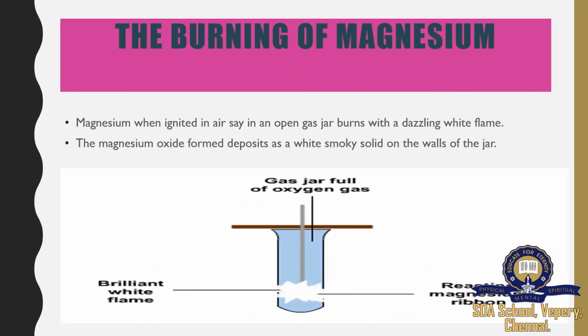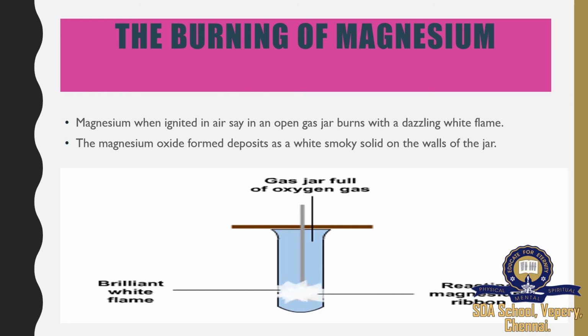The burning of magnesium. This is also a combination reaction. Here what is happening? Magnesium is ignited, meaning we burn it in an open gas jar, with a dazzling white flame. Dazzling white flame is like when, at festival times, we burst crackers. At that time, what is happening? It is giving out a shiny dazzling light. Like that, the magnesium is burning in the open jar.